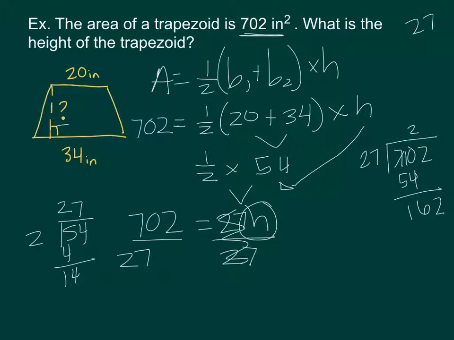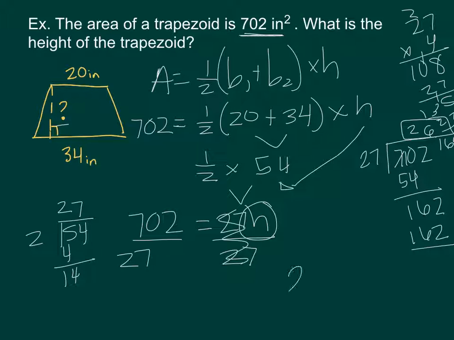I'm not sure. Let's try 4 times. 27 times 4. That's 108. Let's add another 27 to that. 135. Think we can do one more? Yeah, that's going to give us a perfect 162. So that was 27 times 5, 6, 26. 6 times 27 was 162. It's kind of tricky there, that long division. But I did get 26 inches.